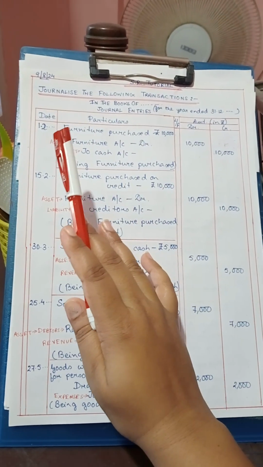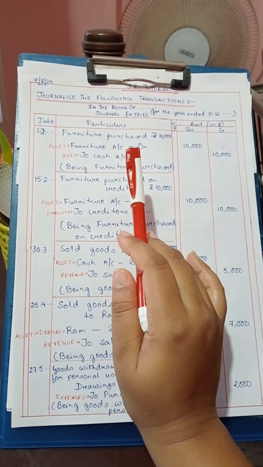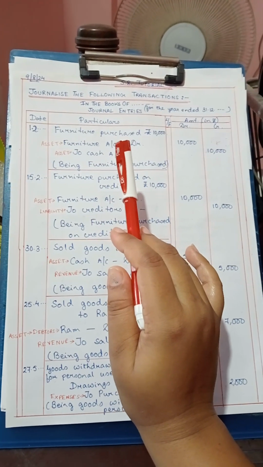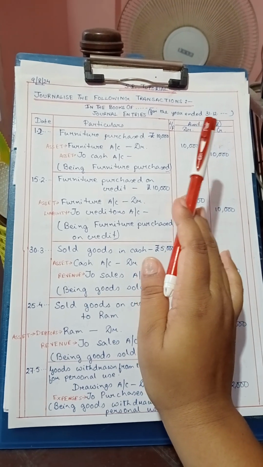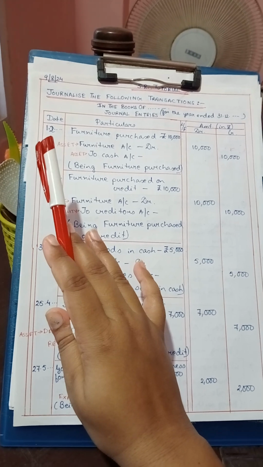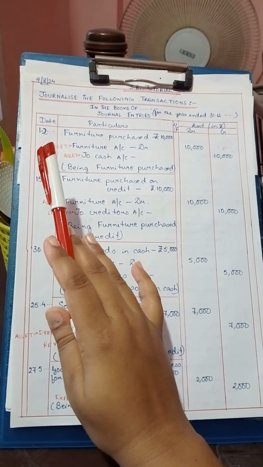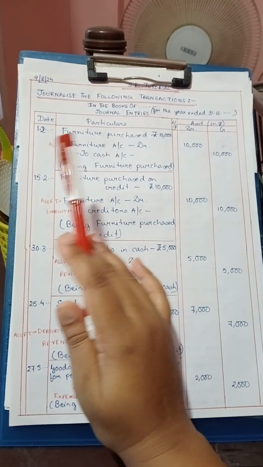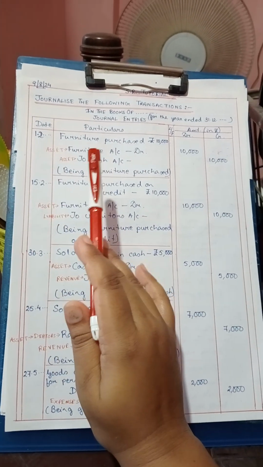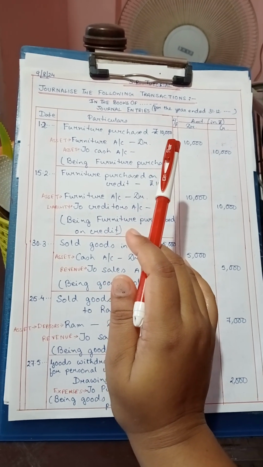Okay, so it is the month of February, furniture has been purchased. Here the year ends on 31st 12 and the year begins in January. So the year starts from January to December. So in the month of February there has been a purchase of furniture for rupees 10,000.